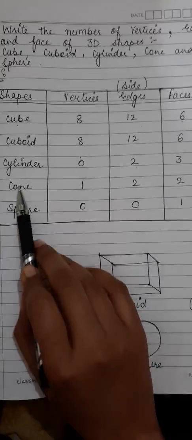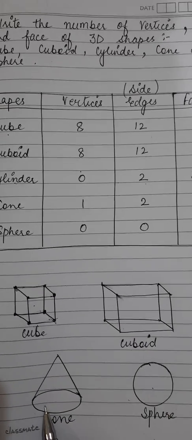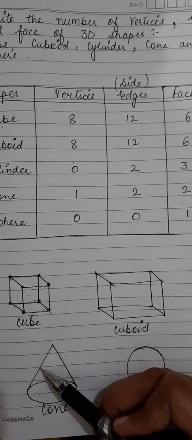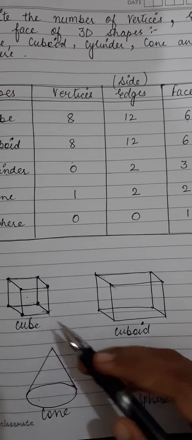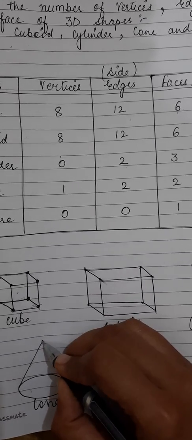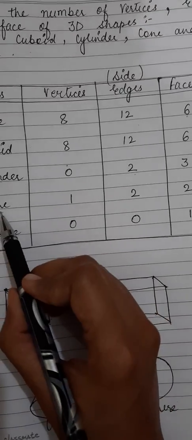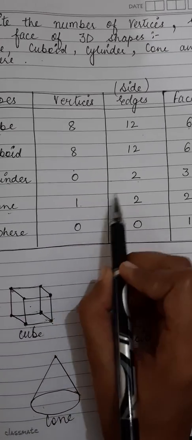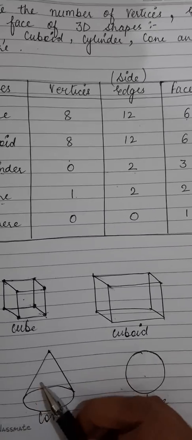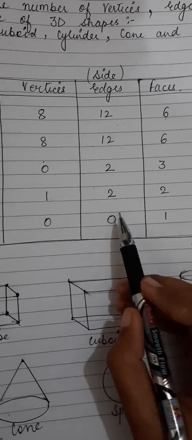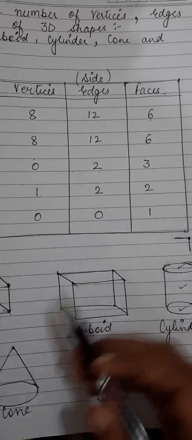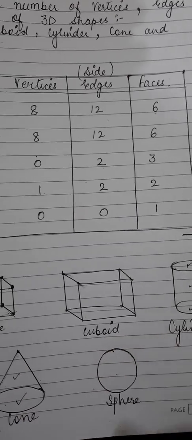Next is the cone. Now this is the cone. In the cone, how many vertices are there? These 2 edges are joined and they meet at this one point. This is only one vertex. So a cone is having only one vertex. Edges, how many? 2. Edges means straight lines. 1, 2. So these are the edges. And how many faces? 1 and 2. So there are 2 faces.